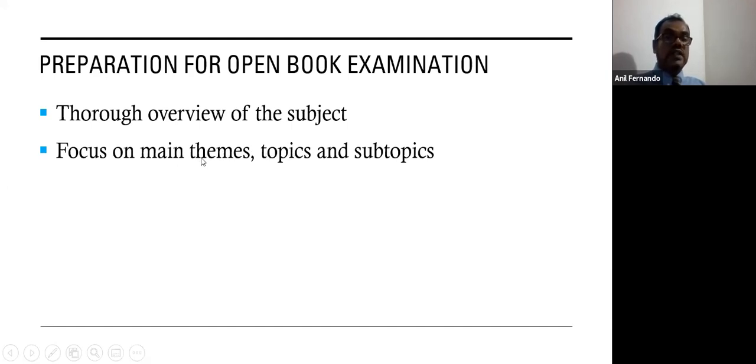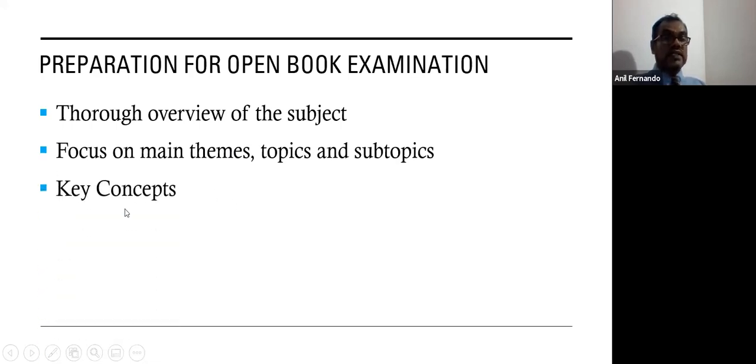Actually, a topic comes within a theme. A theme is broader than a topic, and within a topic, subtopics are there. This structure, this schema, will help you develop a mind map. Themes, topics, and subtopics would lead to a mind map, and the mind map will develop the overview of the subject.